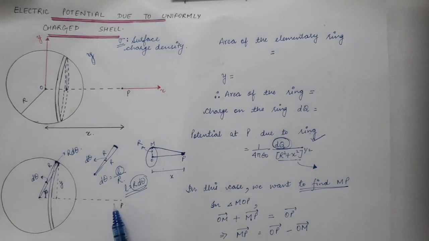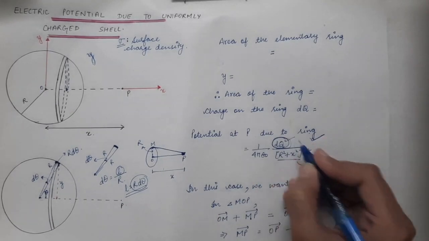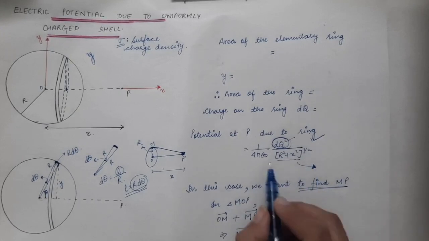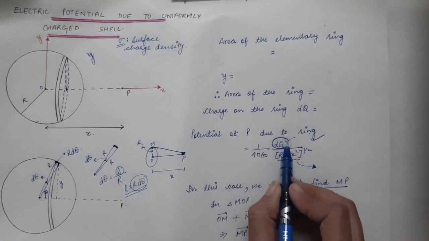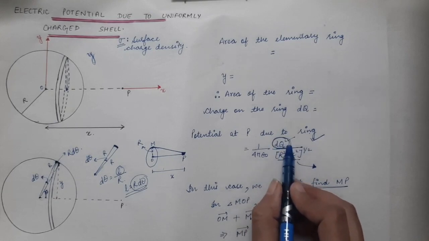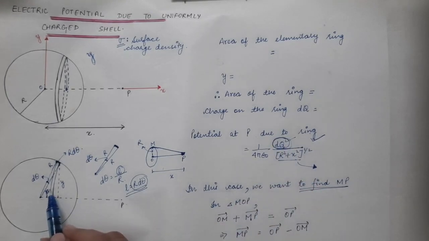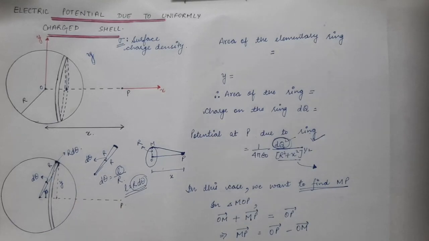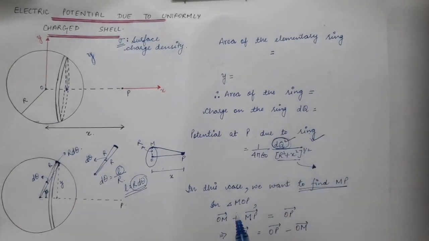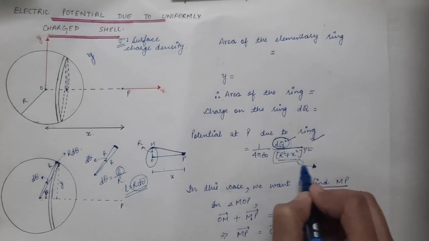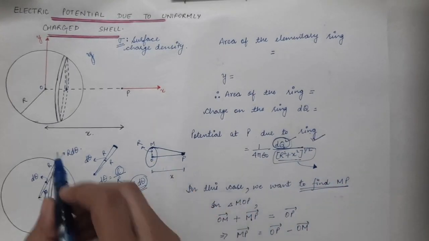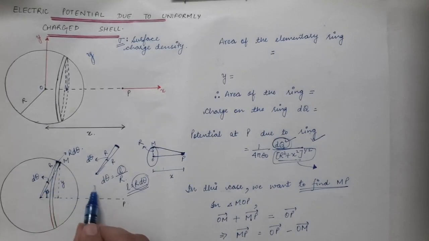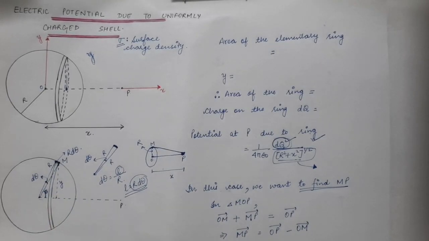So first of all we want to find the charge on this elementary ring. The formula that we are going to use is the same. We will use this formula where in the numerator we have the charge on the ring. In this case also we will find out the charge which is present on this whole elementary ring. So that will be equal to dq divided by this distance MP. Let's say this point is equal to capital M. So we will divide by this distance MP.